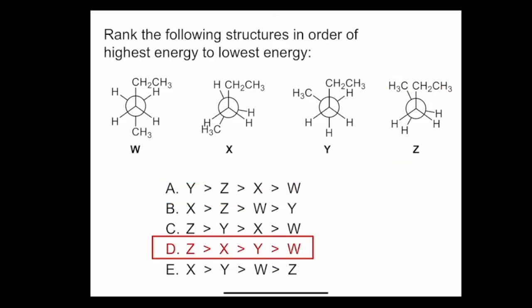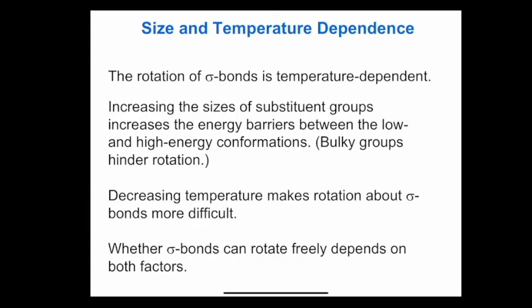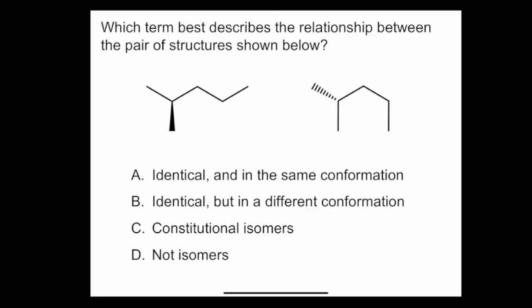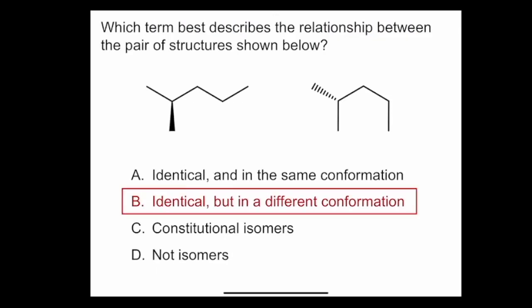Eclipsing sucks, right? Eclipsing will always be a maximum energy. If you can get to staggered, that will always be better, and then it's just ranking staggered. So this is where size matters. Bulkier groups will produce more steric strain, and it's really this factor that we look at for our energy barriers. So if you look at these two, actually, we'll come back to that one.